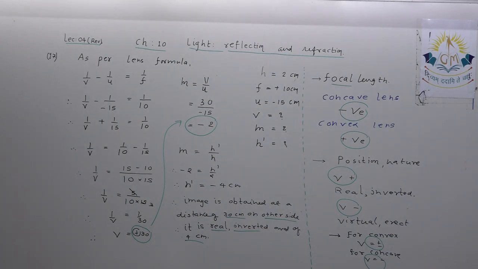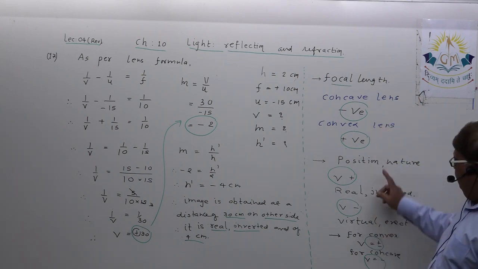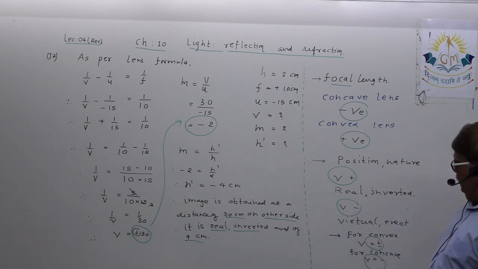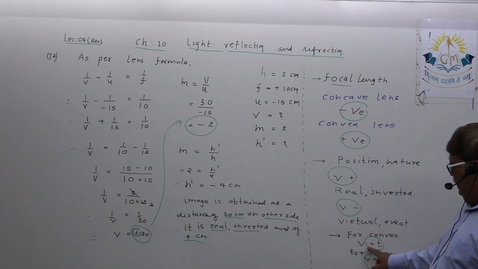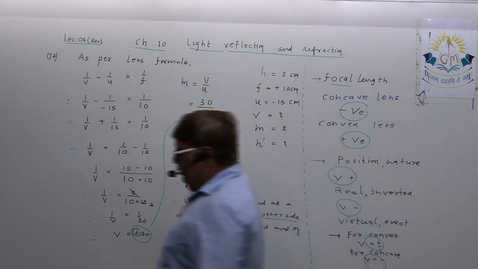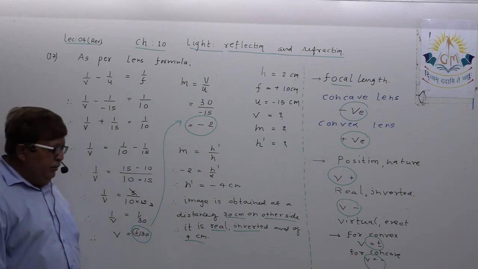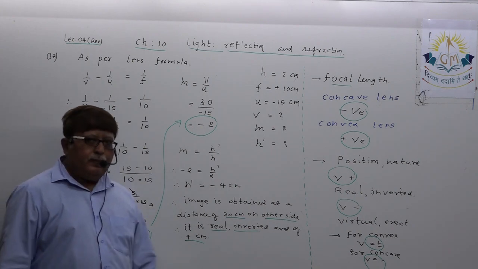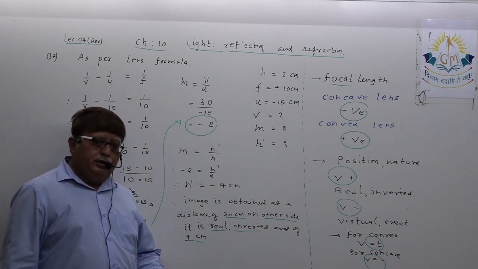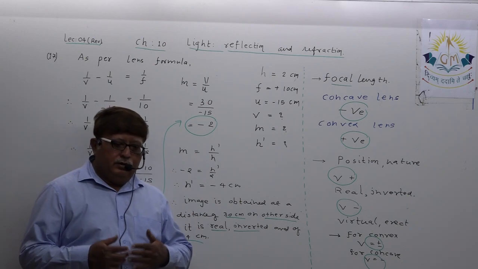Understand? Some basic facts: concave, focal length negative; convex, focal length always positive. V plus, real inverted; V minus, virtual erect. For convex, V can be positive and negative, but for concave, V is always and always going to be negative.